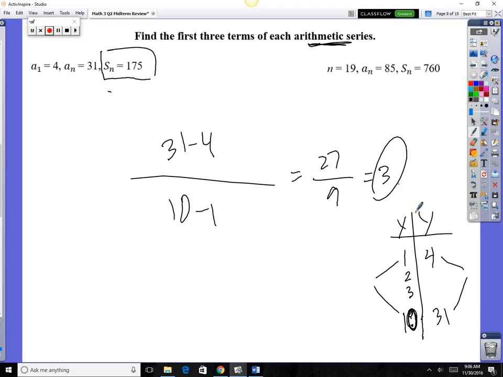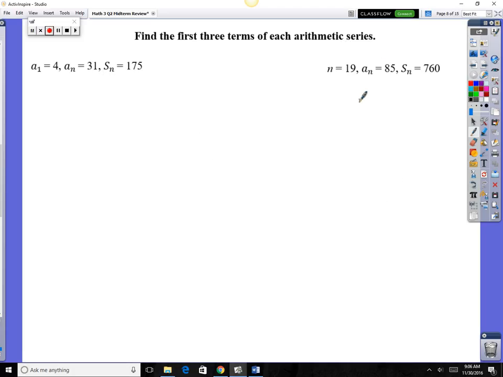So your slope means it's going to be up 3 every time. So if I go 4 up 3, that's going to be 7, up 3, that's going to be 10, up 3, that's going to be 13. So it's going to grow by 3. So your answer is 4, 7, 10. The first 3 numbers in that list are 4, 7, 10. Okay, now let's do the same thing, but they're probably going to give you different information.